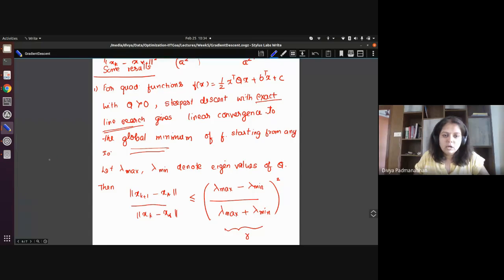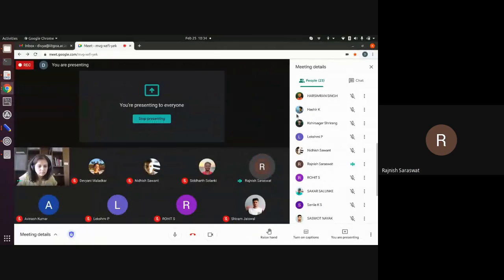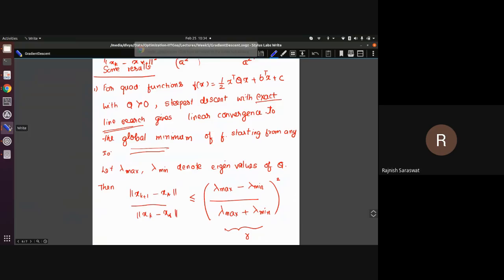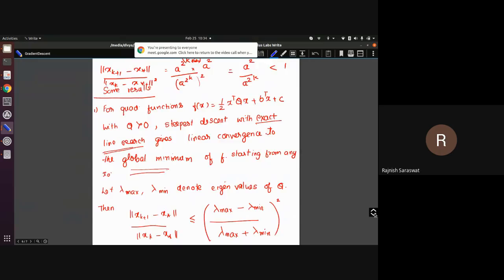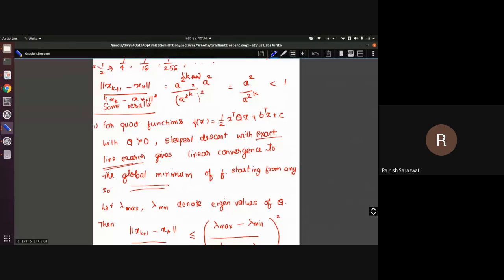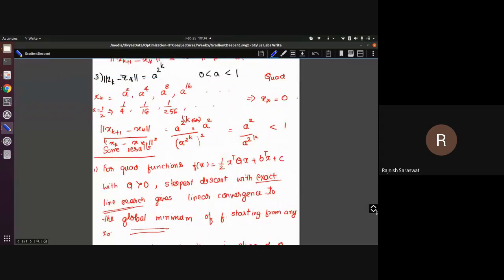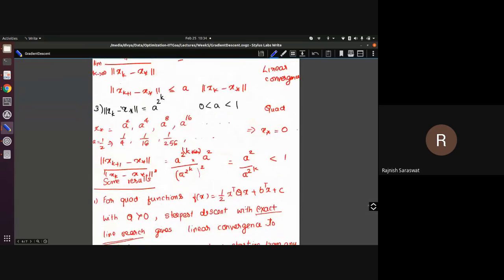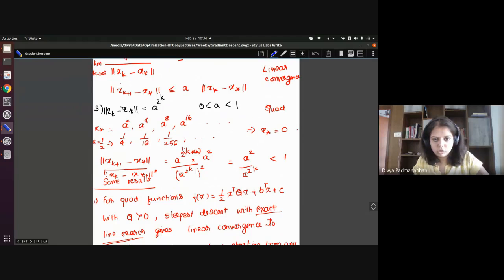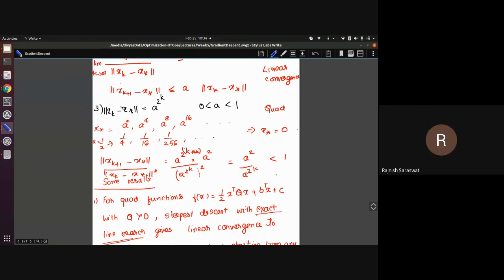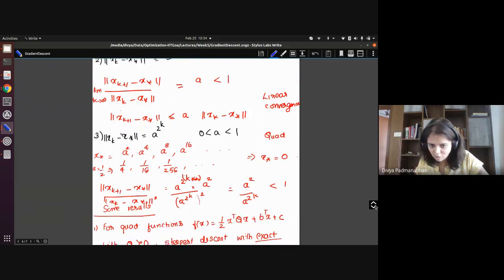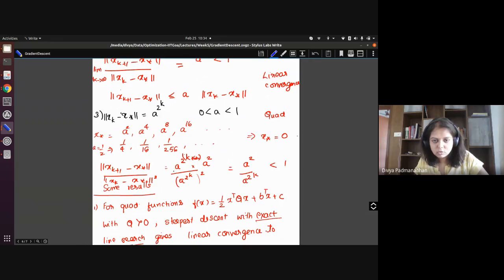Now, ma'am, in the third example, you said that a to the power 2k is less than 1. I think that is not less than 1 because a lies between 0 and 1. So that would not be a quadratic convergence here. Okay, so you're talking of this example. I might have made some mistake when I wrote it, so let's just go through this once.